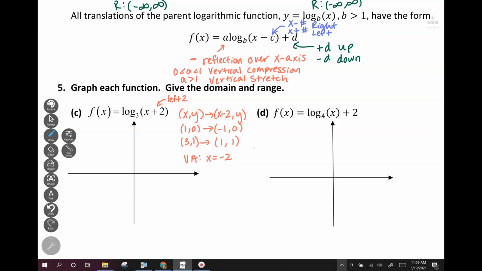All right, so using those 3 things, we can easily sketch this graph. So think about where your vertical asymptote would be. Well, if I move left 2, it's going to be at negative 2. And then think about where your x-intercept should be. It's at negative 1, 0. And then think about where that key point's going to move to, 1, 1. All right, and now we can sketch the curve. And there you go.